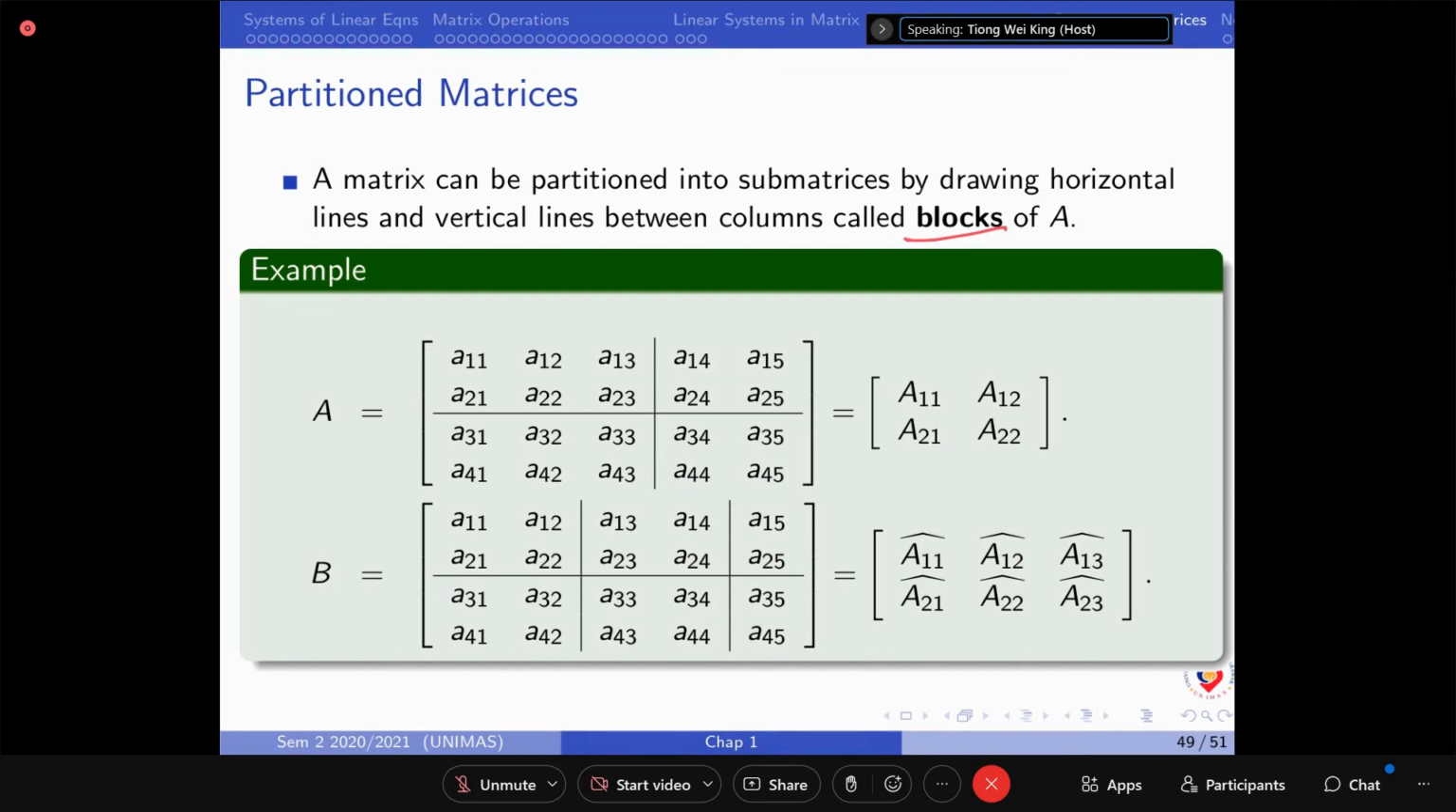For example, here we have a 4 by 5 matrix. If you divide this, this is one partition A11 and this is another partition A12 and so on. Same thing for matrix B. So the symbol here doesn't matter, it's just how you define your partition matrix.